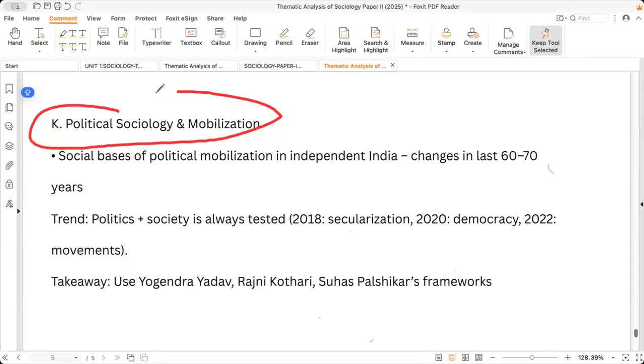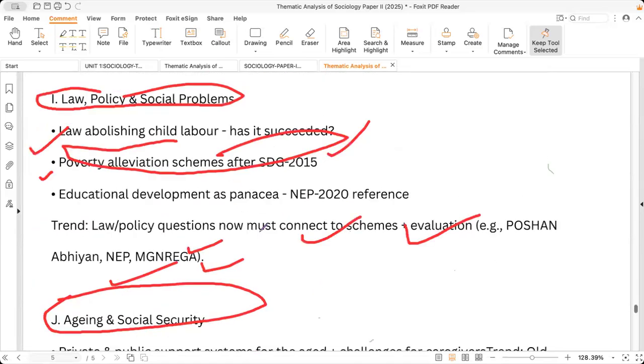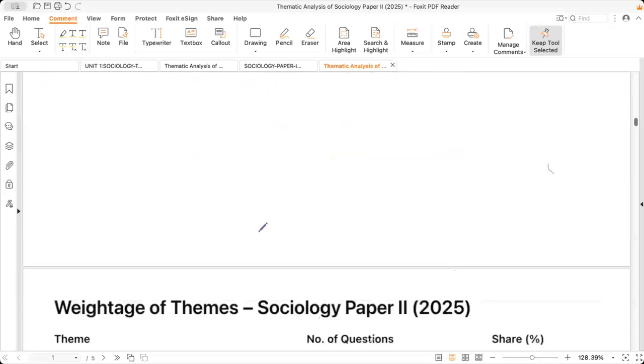Rajni Kothari is the cornerstone if you want to study. He's a very prominent political scientist, and his theories are very, very relevant for sociology. Again, this thinker, there should be absolute command on Rajni Kothari. Okay? This is very, very important. Now, how to integrate current affairs?